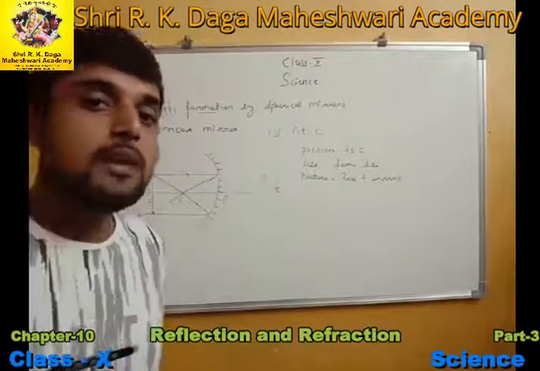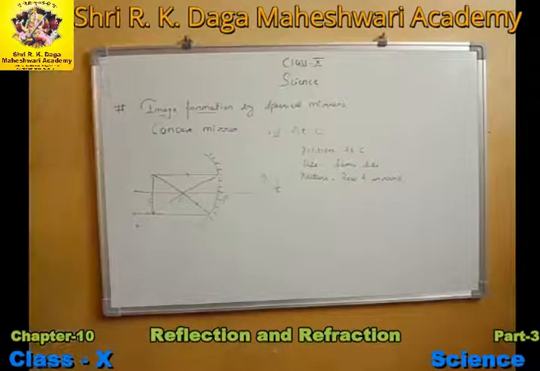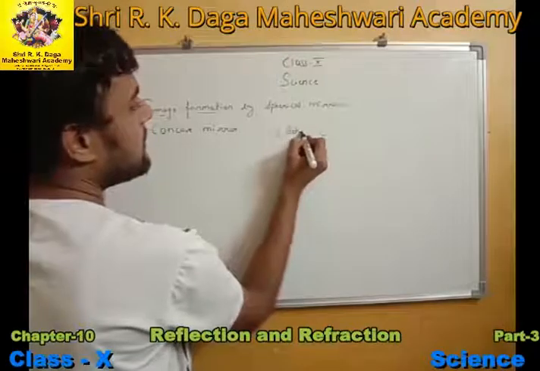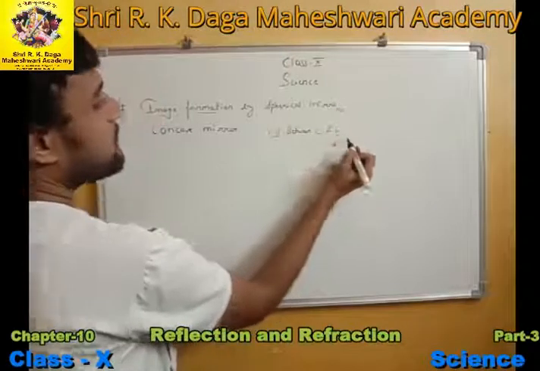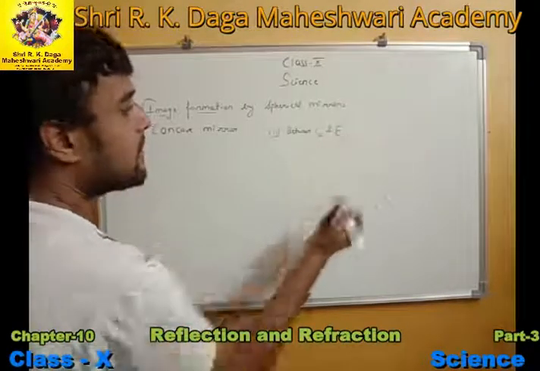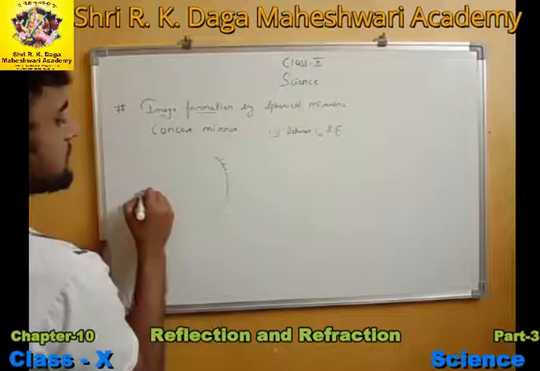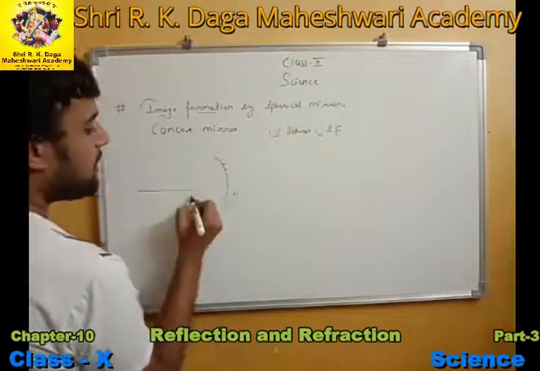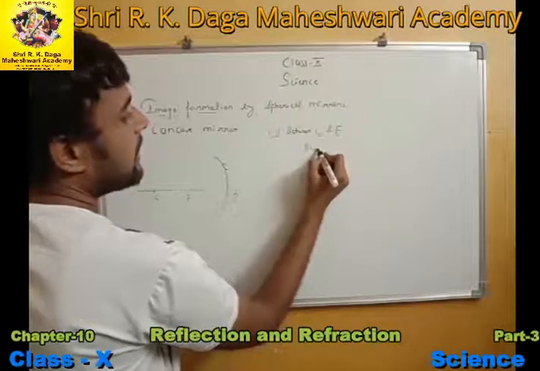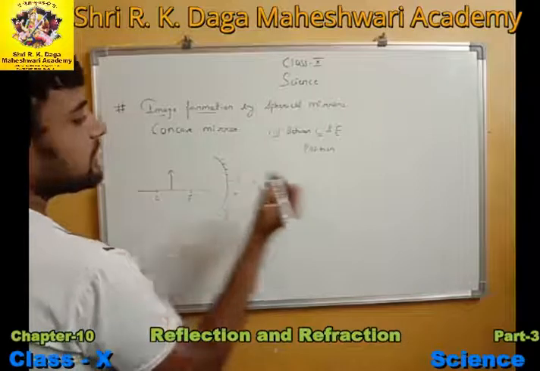Now in the fourth case, what will happen? Your object will come more closer to the mirror and its new position will be between C and F. Okay, your object's new position will be between C and F, meaning between the center of curvature and the focus. Okay, suppose this is our concave mirror, this is the principal axis, P is the pole, F is the focus, C is the center of curvature. Then now our object is between C and F at this position.